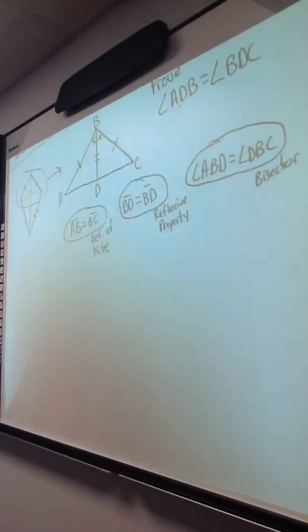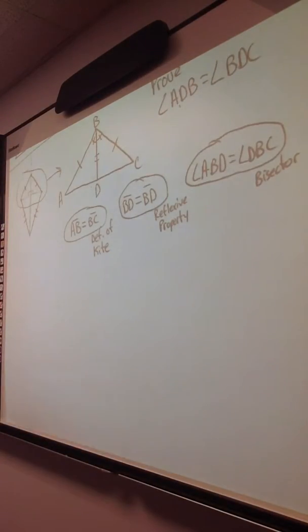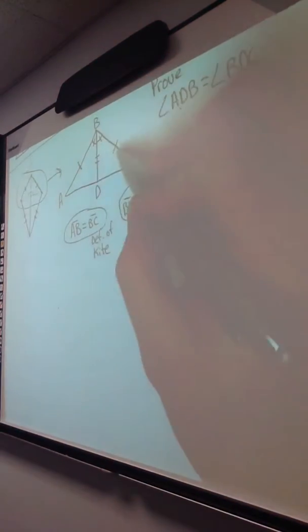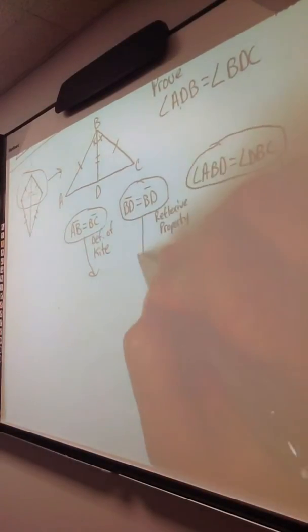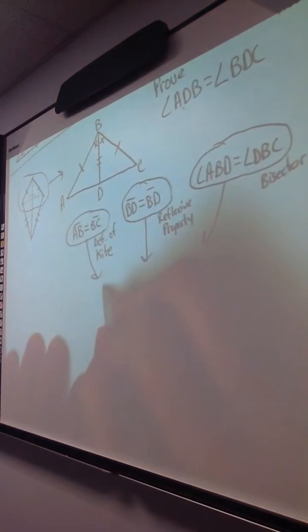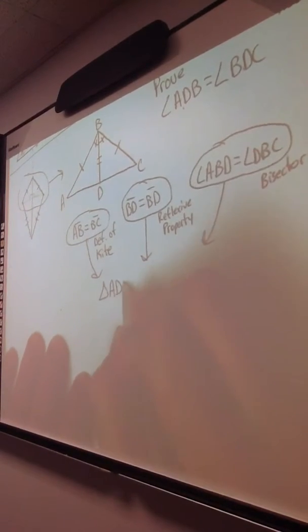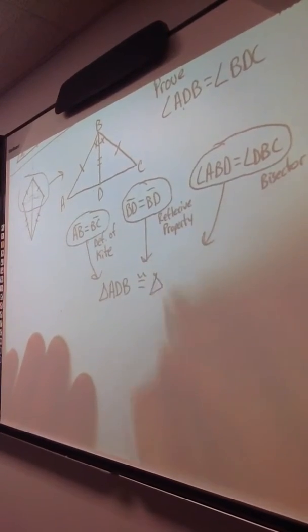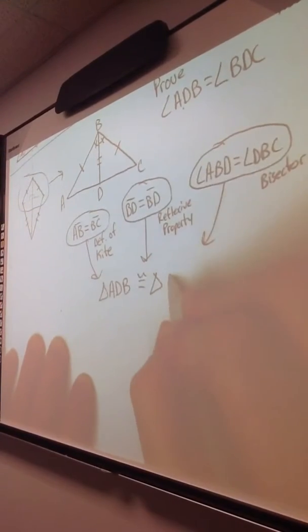Do we have enough to know the triangles are congruent? Yeah. Side angle side, boom. All right, so here we go. We got to come down here and we'll say, now I know triangle ADB is congruent to triangle CDB.